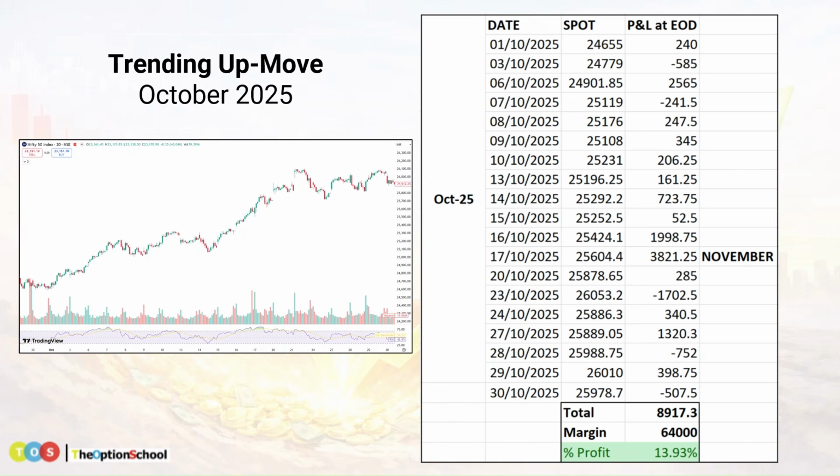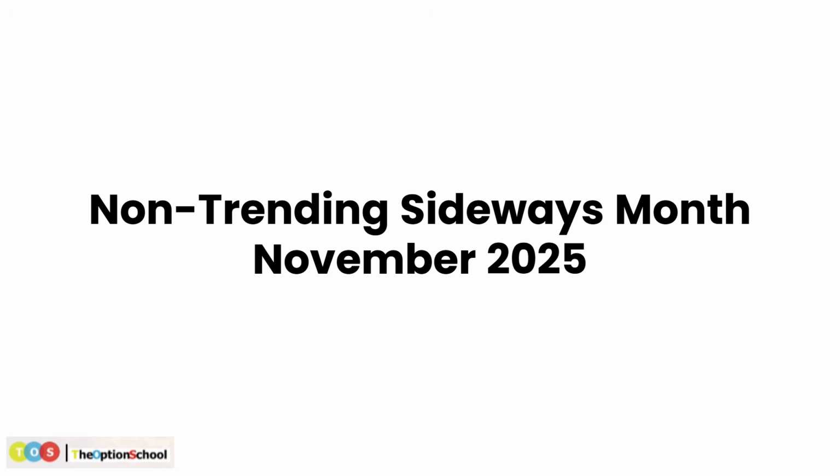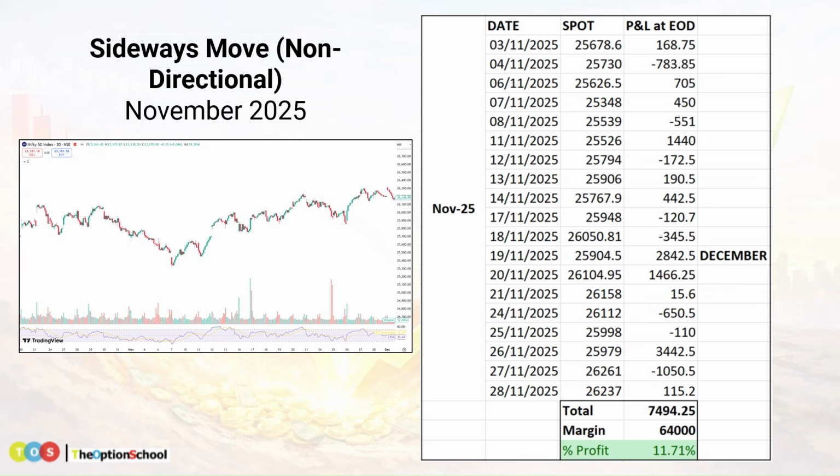So if you see this data on a daily basis, there are days when we had a small loss and then there are days where we have a small profit. Plus, important is there are days when we have big profit, but there are no days where we have any big losses. The sideways month, for which we selected November 2025, is also absolutely great with 11.71% return.